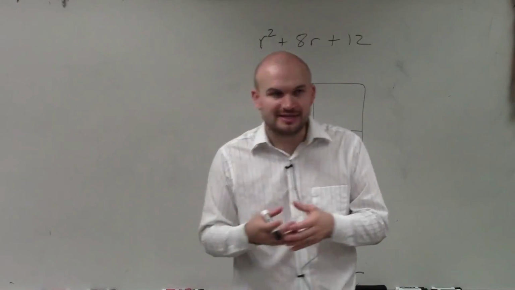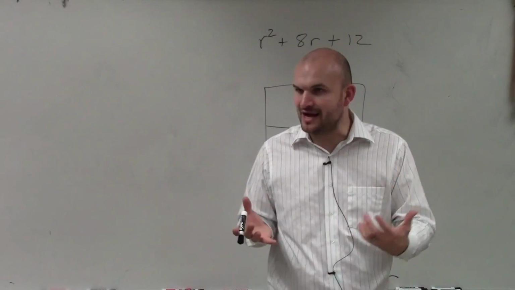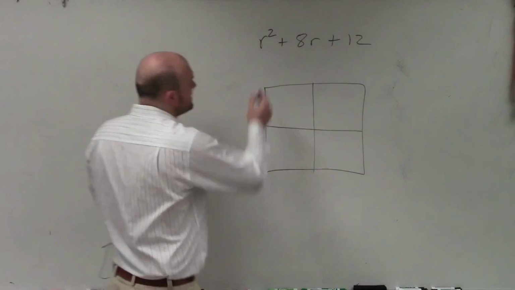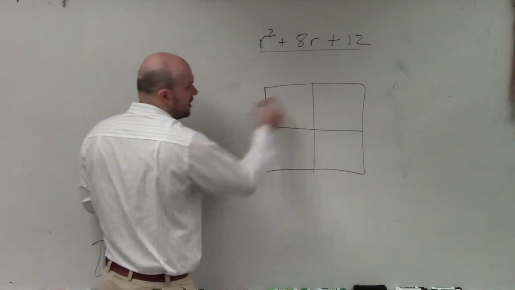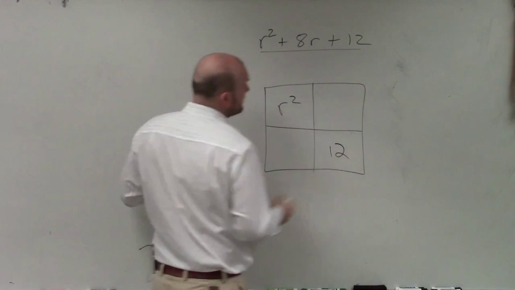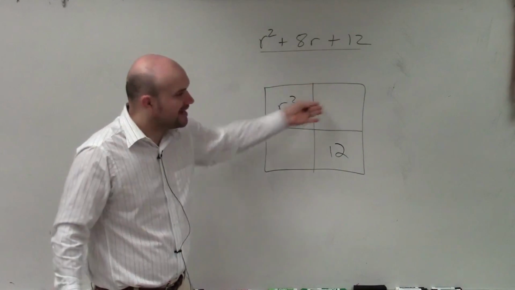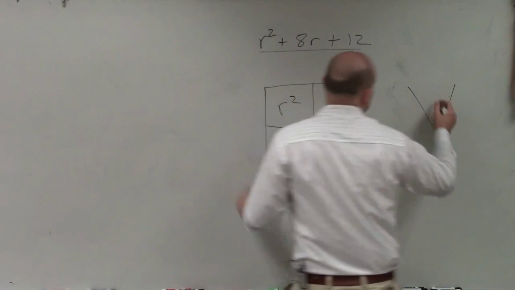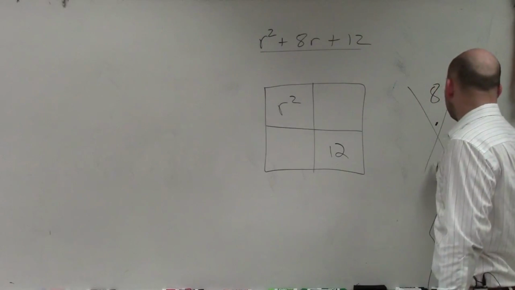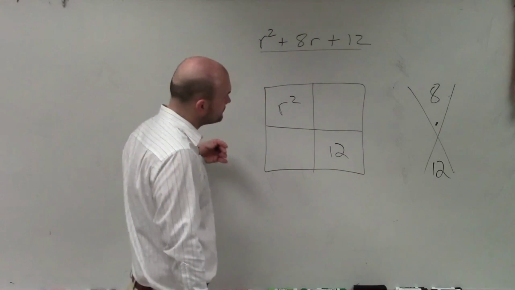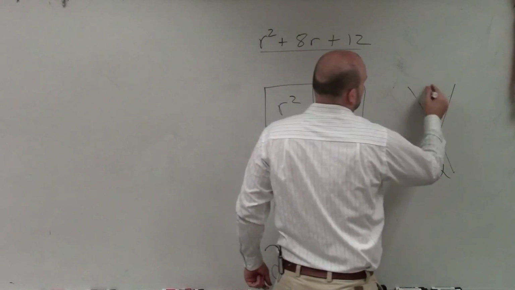Again, factoring is rewriting an expression as a product. But remember, what the product represents is the area. So right now, we know this represents the area of this rectangle. So I'm going to put r squared here and 12 here. But for my middle term, I only have two boxes. So that's when we go to our AC method, and we put 8 up top, and we put 12 on the bottom. I'm sorry, I put 12 up top.